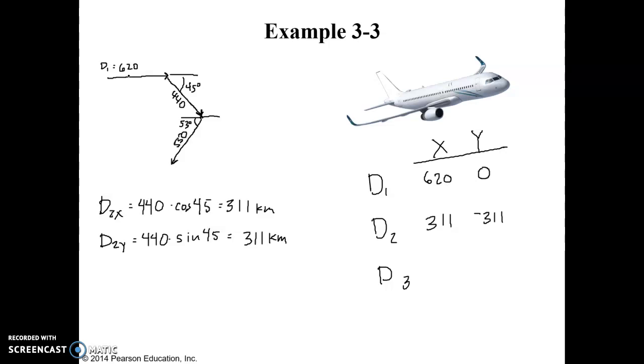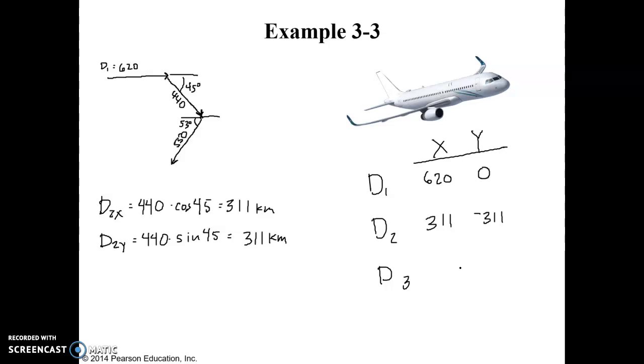The first one is really easy because it's already horizontal, so it's all x, 620, and no y component. The second one we broke down into its x and y components by taking the magnitude of the vector multiplied by cosine of the angle, 45 degrees, to get 311 kilometers, and that's positive because it's going right. And the y component is 440 kilometers multiplied by sine of 45, which still gives us 311 kilometers, but since it's going down, it's a negative 311.